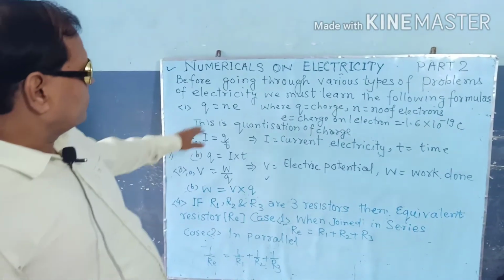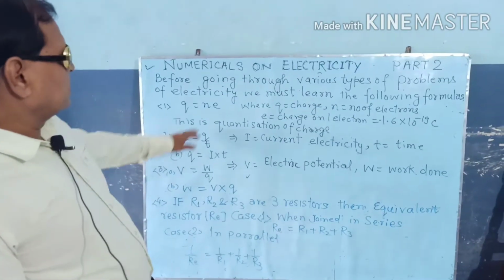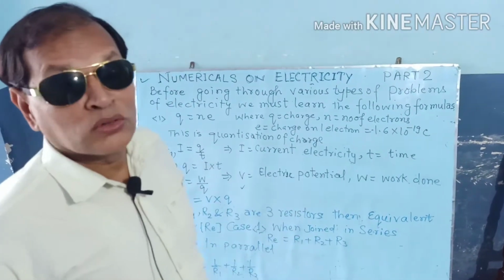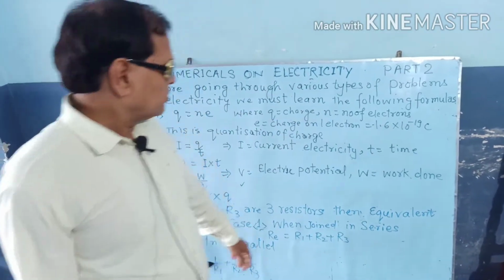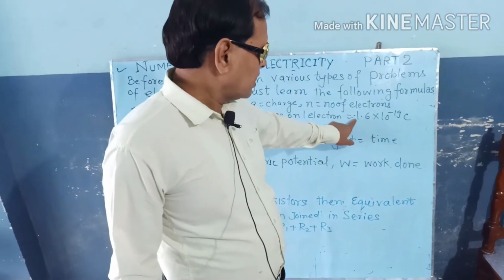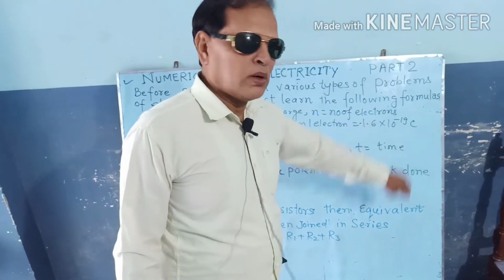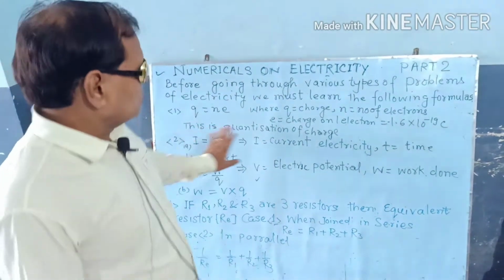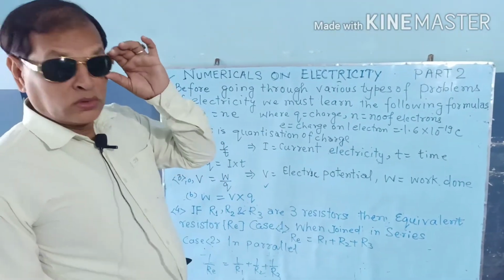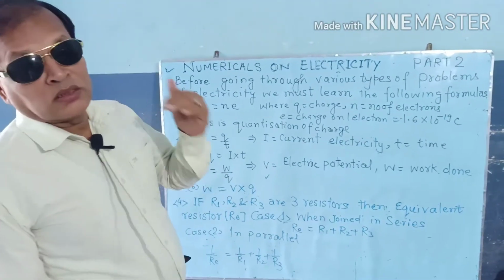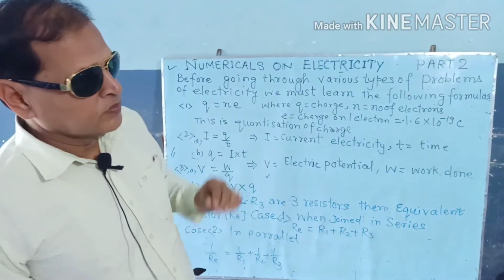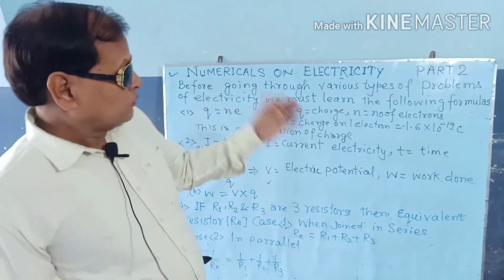Listed formulas are: first formula, that is Q is equal to NE, where Q, as you know, is already symbolized for the charge, N is the number of electrons, and E is the charge on one electron. How much charge does one electron have? It has a negative charge, minus sign, 1.6 into 10 to the power minus 19 coulomb. So this must be remembered at any cost. Sometimes in the problem the charge on the electron is given, but you should not wait for the problem to give it to you. It is better for the student to learn it before.